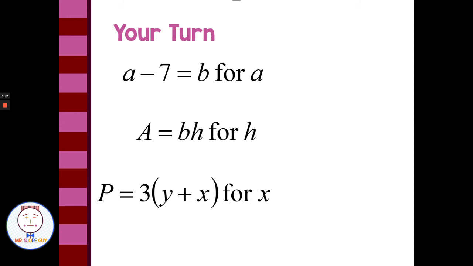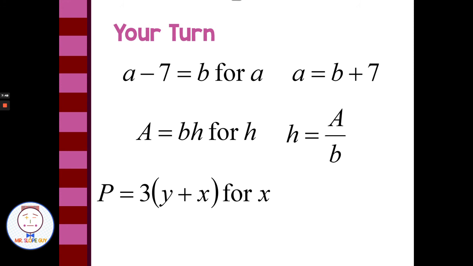All right, welcome back. So the first one, just to get a by itself, I need to get rid of that minus 7 on that side. I just add 7 to each side, and I have a is equal to b plus 7. On a equals bh, we're solving for h. What's being done to h right now? It's being multiplied by b. So I'm going to undo that multiply by b with dividing both sides by b. So h would be equal to a over b.